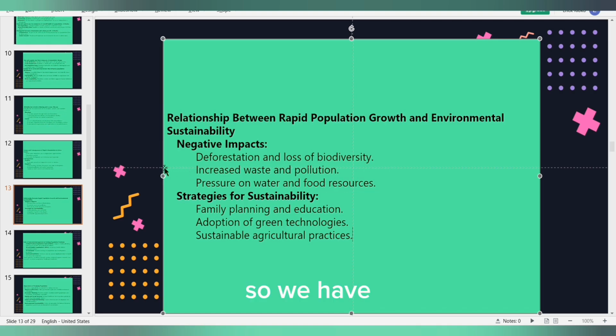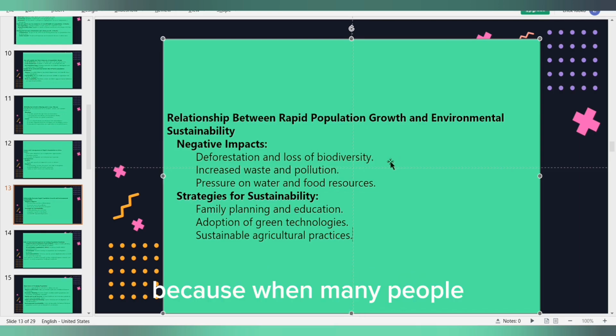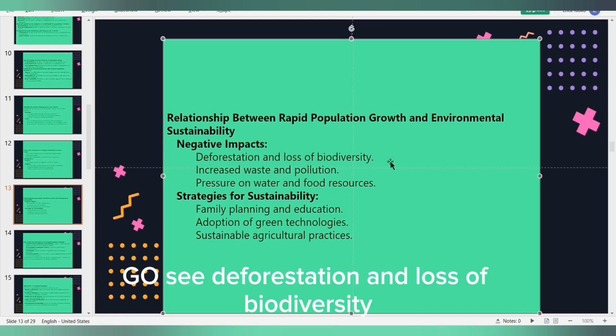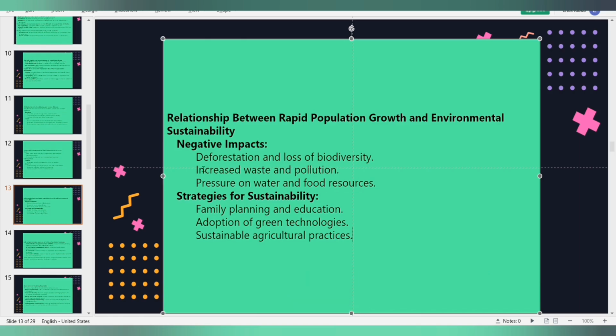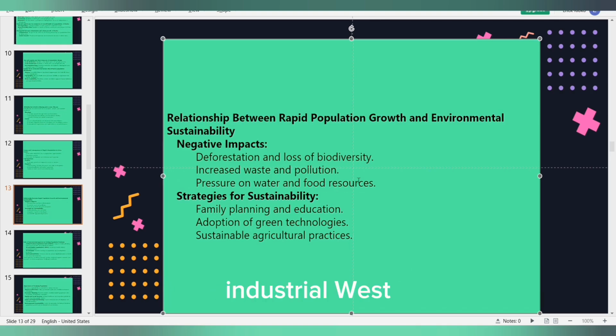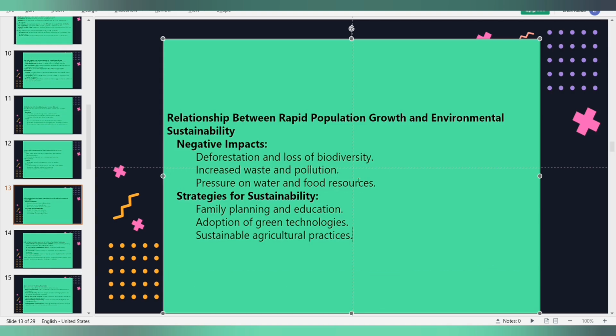So we have negative impacts of rapid population growth and strategies for sustainability. We have deforestation and loss of biodiversity, because when we have many people, there is need for land for settlement. Increased waste and pollution, like municipal waste, commercial waste, industrial waste, because people are many and many activities are going on. Pressure on water and food resources to cater for the rising population.